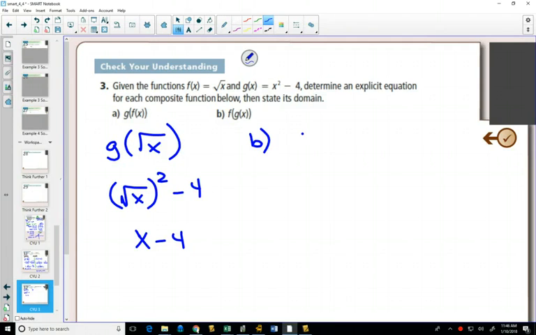f of g of x, so first of all we'd have x squared minus 4. And f of x is whatever you put in, take the square root of it, so this becomes square root of x squared minus 4. So those are two explicit equations. How many people got the same as the person to their left? Okay, a few more, so we're getting better than that.